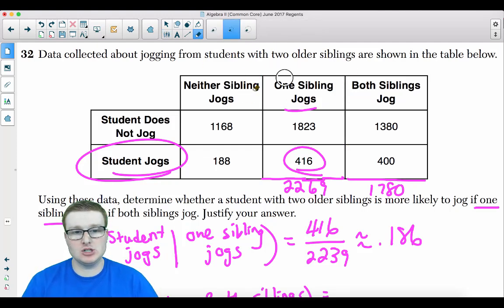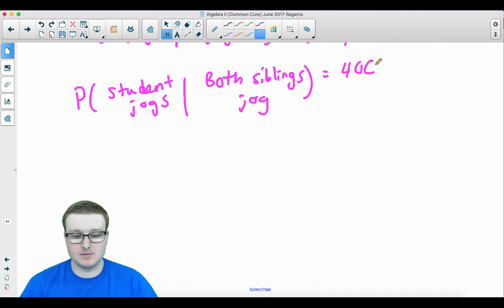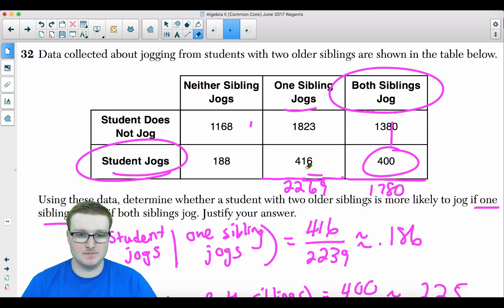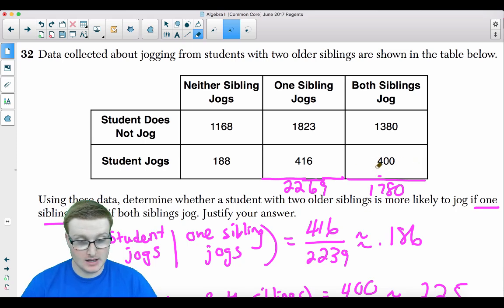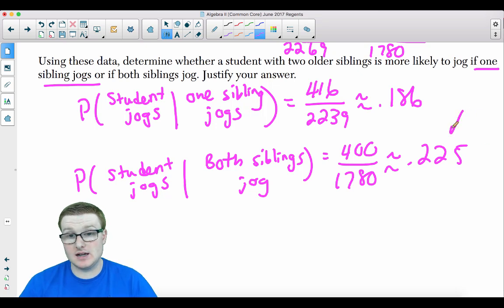Let me get rid of this. Both siblings jog and the student jogs. That is going to be 400. So we have 400 over 1780. And that's approximately equal to 0.225 when you plug it into the calculator and get a decimal. So now we're going to evaluate which one has a greater chance of happening, right? Clearly this number is greater than this number, because if we express these as a percent, that's about 19%, and this is about 23%.